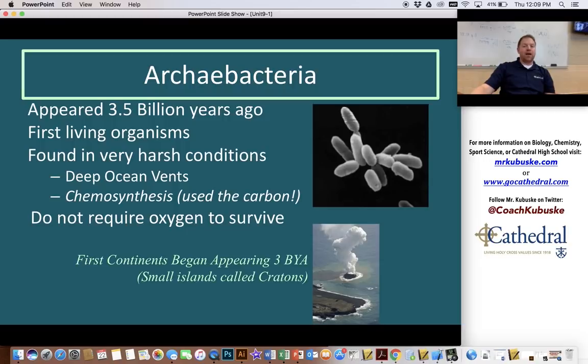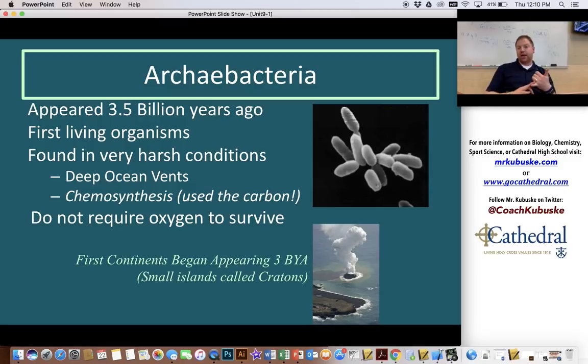So at this same time, remember that the Earth is just one gigantic ocean. Well, now the first pieces of land are going to start to appear because of the changes taking place underneath the ocean and the shifting of those rock layers and those types of things. So these little cratons, these little beginning islands, are going to start to appear. So our first continents are going to start to appear at this time, about 3 billion years ago.